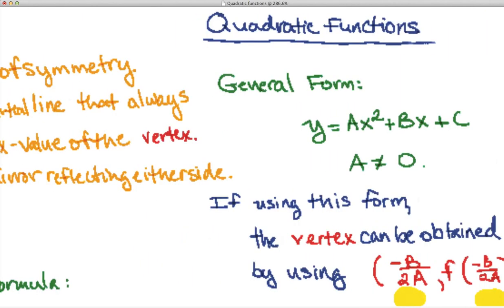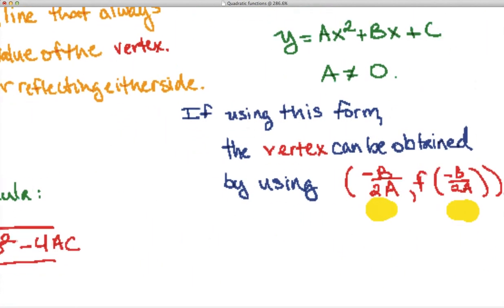Okay? So what that means is take your b, the opposite of it, divided by 2 times a, and then take that answer and plug it in everywhere you see an x in your function. Okay, so there's x there, there's x there, and that'll give you the y value. Anytime you have an x value, to get the y value, plug it into your function for x. Alright, so that's the other way to find the vertex.